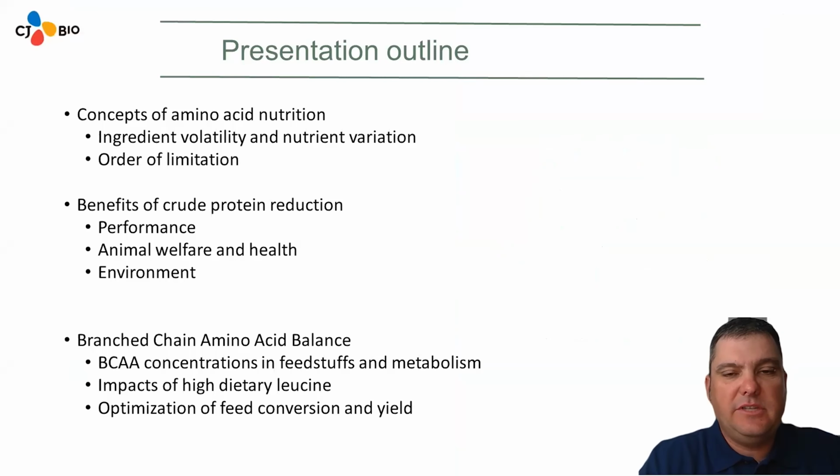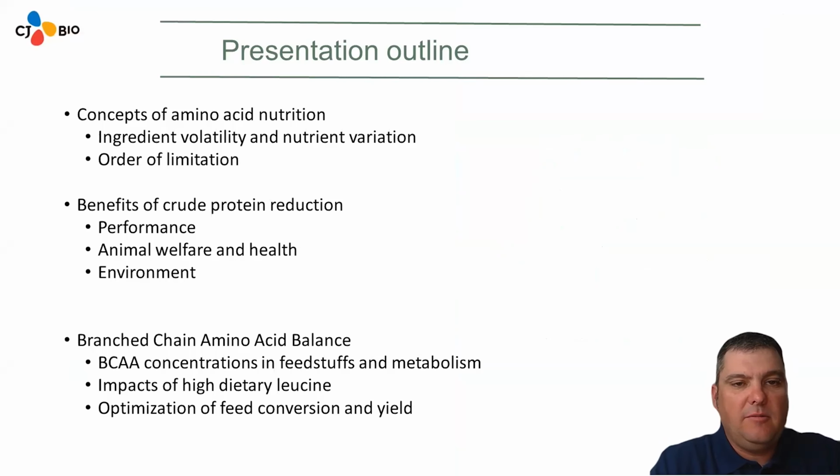As a quick outline of the presentation that we're providing today, we'll cover some general concepts of amino acid nutrition, to discuss ingredient volatility and nutrient variation, and to discuss the order of limitation from the standpoint of ingredient profile and how that will influence the way we approach trying to reduce crude protein in diets. Then we'll talk a little bit about the benefits of reducing crude protein and the potential impacts that it could have on animal performance, animal welfare, and gastrointestinal health, as well as the environment for the animal.